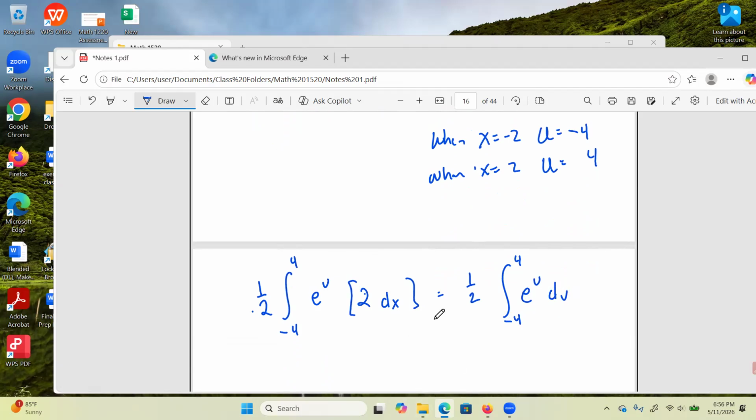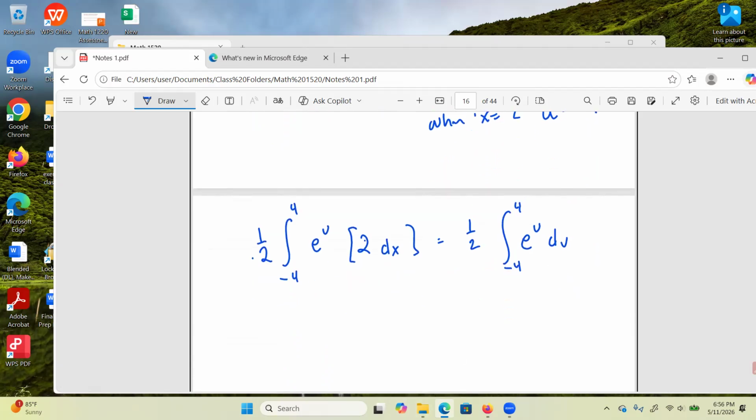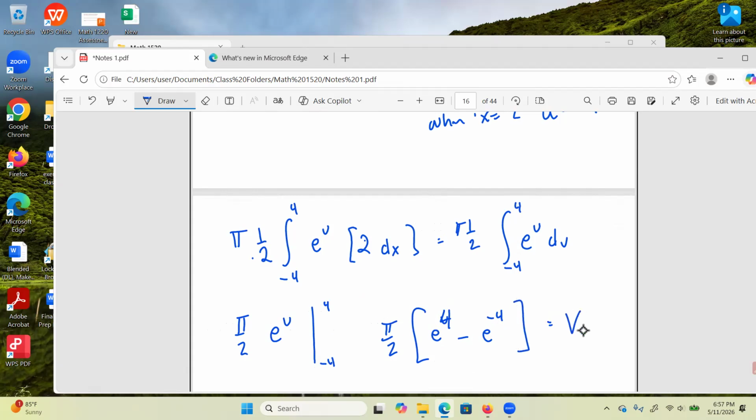That's a physics integral. That's an easy integral. So we have 1/2 integrate e to the u, we just get e to the u going from -4 to +4. Oh, there's a pi out here. I forgot there's a pi out here. So going from -4 to +4, we have pi over 2 times e to the 4th minus e to the -4th. It's a fraction, that's a small number. But that would be my volume for this particular idea here.